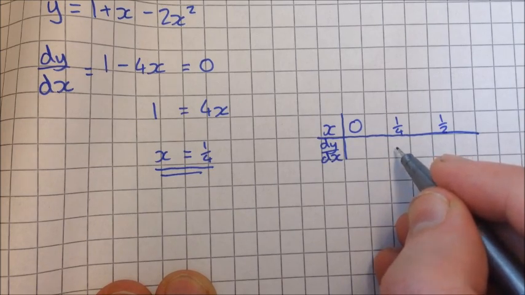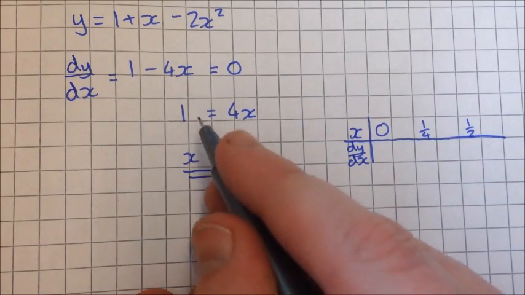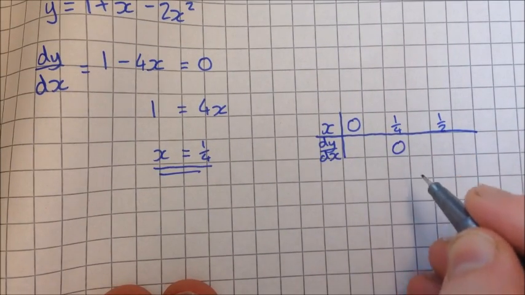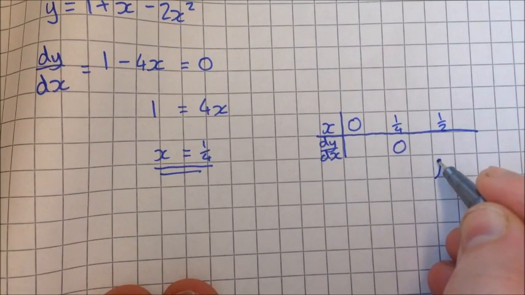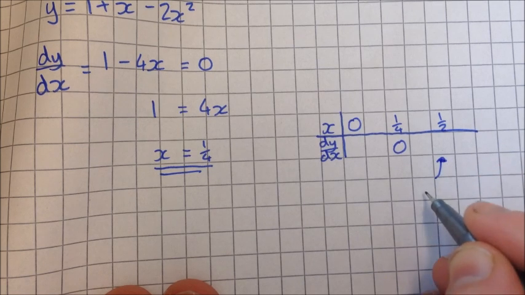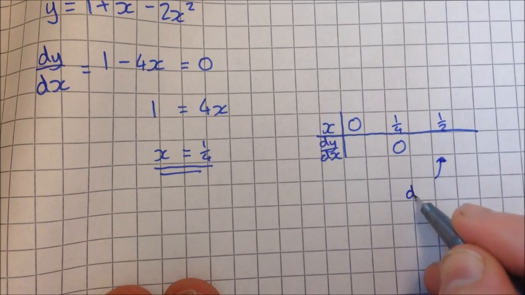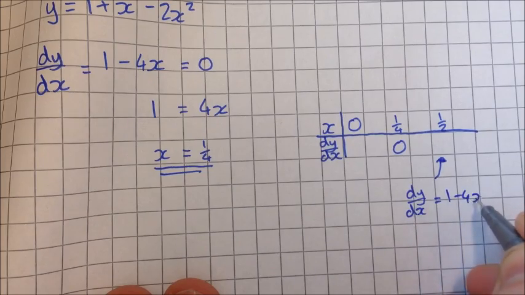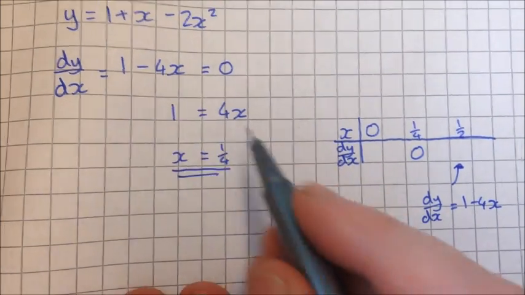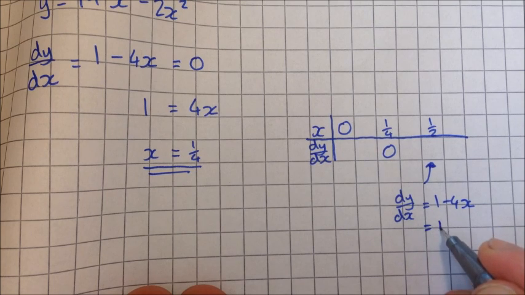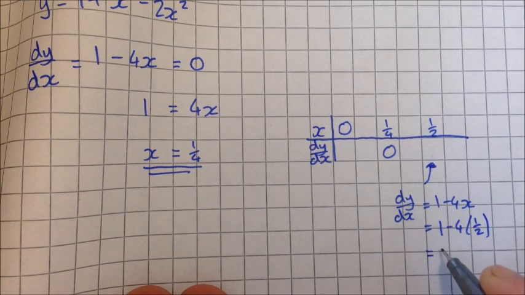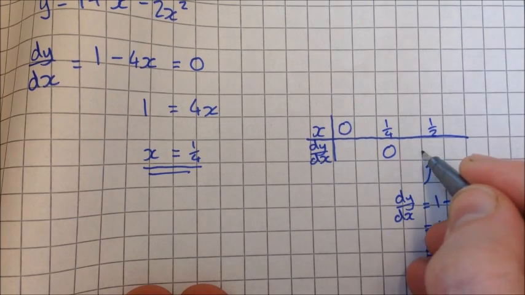So we already know that for x equals a quarter, dy dx equals 0. That goes in there. For this one, we plug this into dy dx, which is 1 take away 4x. We get that from up here. So that's 1 take away 4 lots of a half, 1 take away 2, which is negative 1.